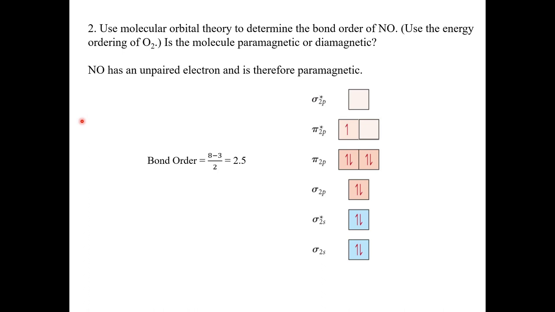Okay, so here's the molecular orbital diagram for NO. There are 11 valence electrons. 8 of them are found in the bonding orbitals, and 3 are in the antibonding orbitals. Okay, so our bond order here for NO is 2.5. We see that there's one unpaired electron, so the molecule NO is paramagnetic.